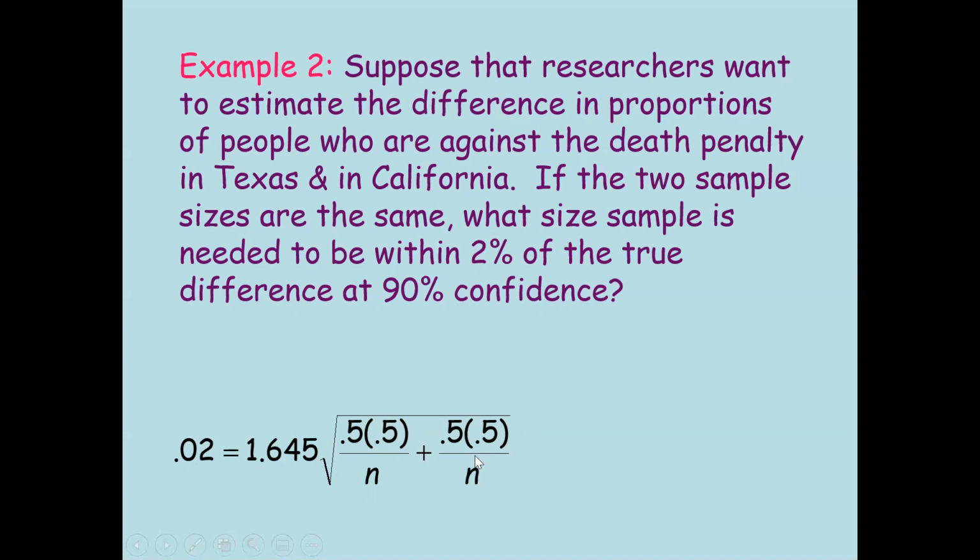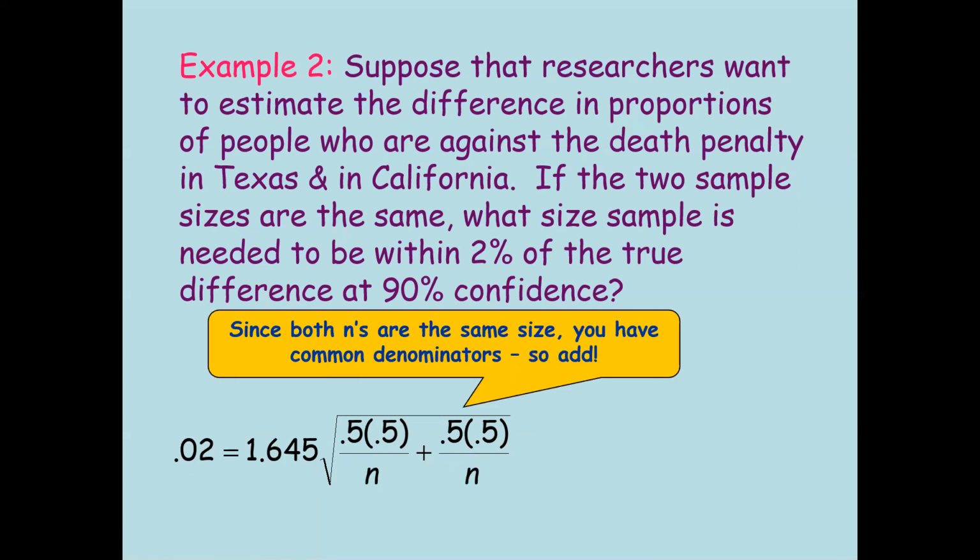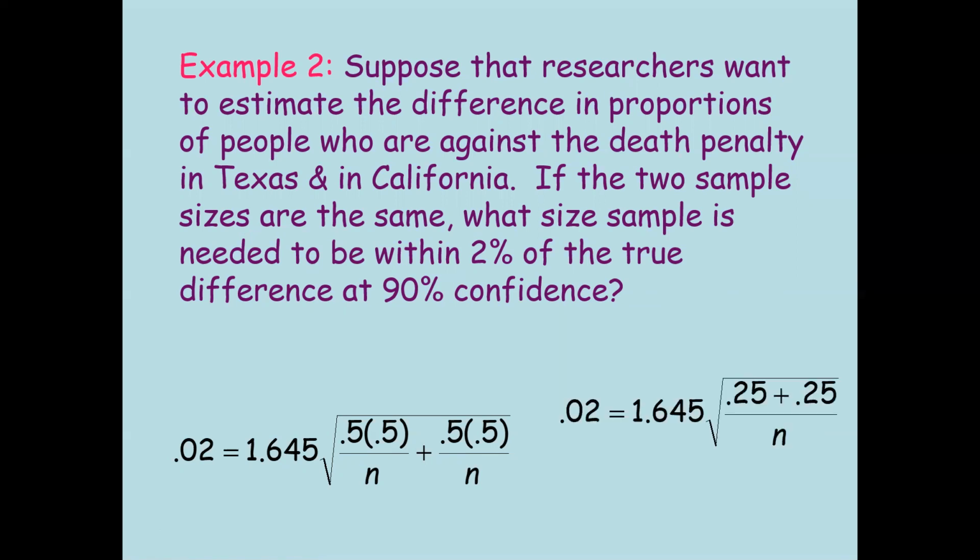It's a little more work. I'd use a numerical solve. But since these have the same denominator, you could just add the numerators. Either way, when you find your answer, we round up because we are talking about sample size, and we should get a sample size of 3,383.